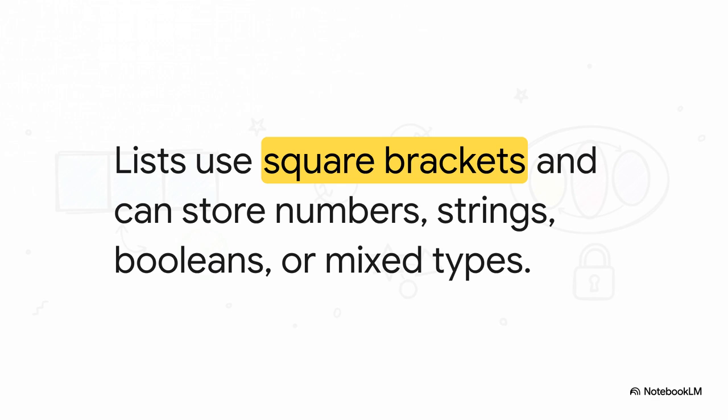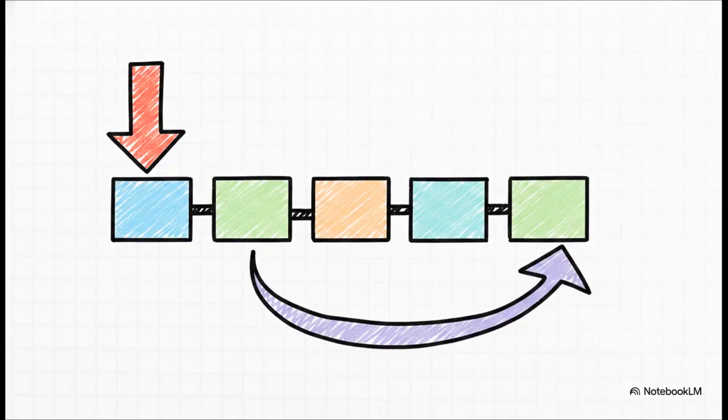Python lists are incredibly flexible. You can store numbers, strings, booleans, or even mix them all together in the exact same list. It's totally fine to have a list with the number 1, the string hello, and the boolean true. Once your data is in a list, you obviously need a way to access it. Each item has a specific position, which we call an index.